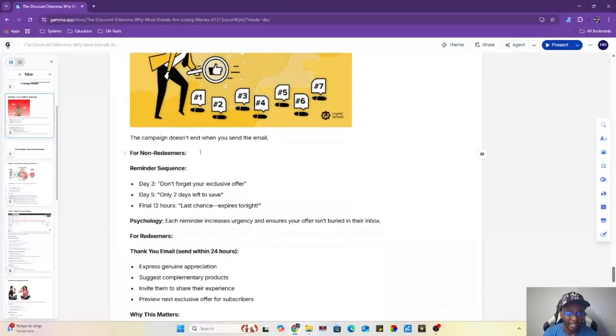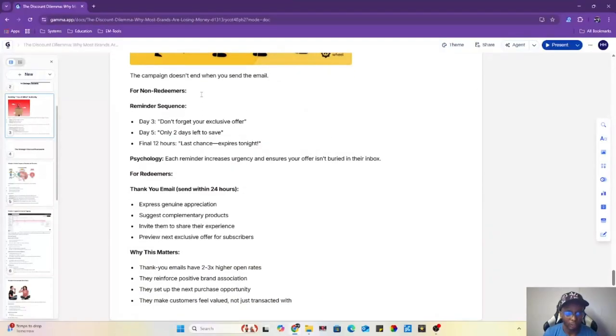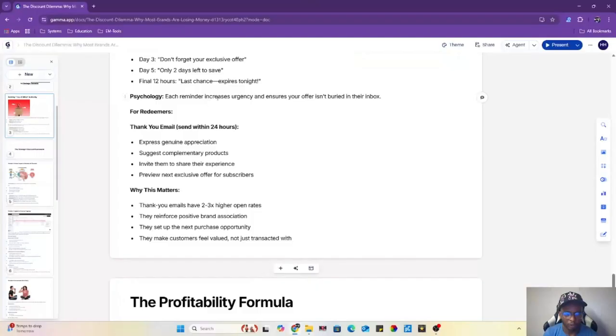The campaign doesn't end when you send the email. For non-redeemers, reminder sequence. Day 3, don't forget your exclusive offer. Day 5, only 2 days left to save. Final 24 hours, last chance, expires tonight. Psychology: each reminder increases urgency and ensures your offer is in their inbox.